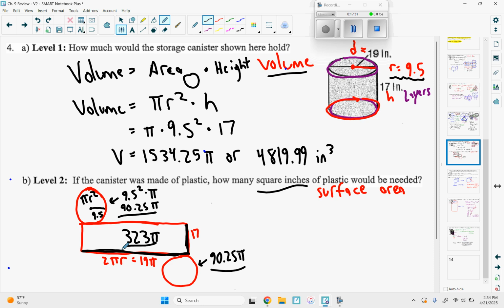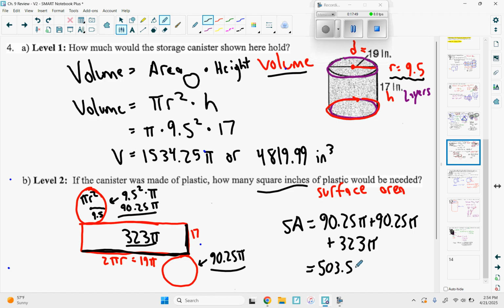We're going to add those three together for our surface area. 90.25 pi plus 90.25 pi plus 323 pi gives me a total surface area of 503.5 pi, or in your calculator, 1,581.79 inches squared.